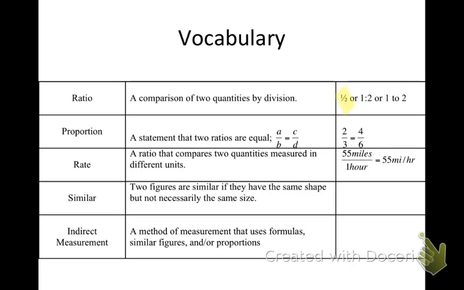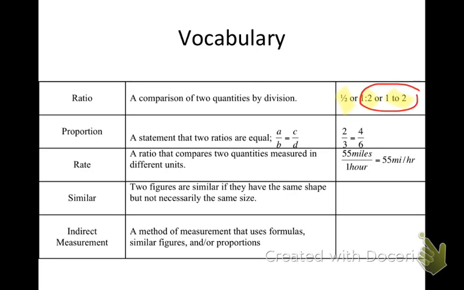Or you can write it with a colon. So 1:2. Or you can use it as words, 1 to 2. Again, these are all still 1 to 2. But yeah, a ratio is just a comparison of two quantities by division.